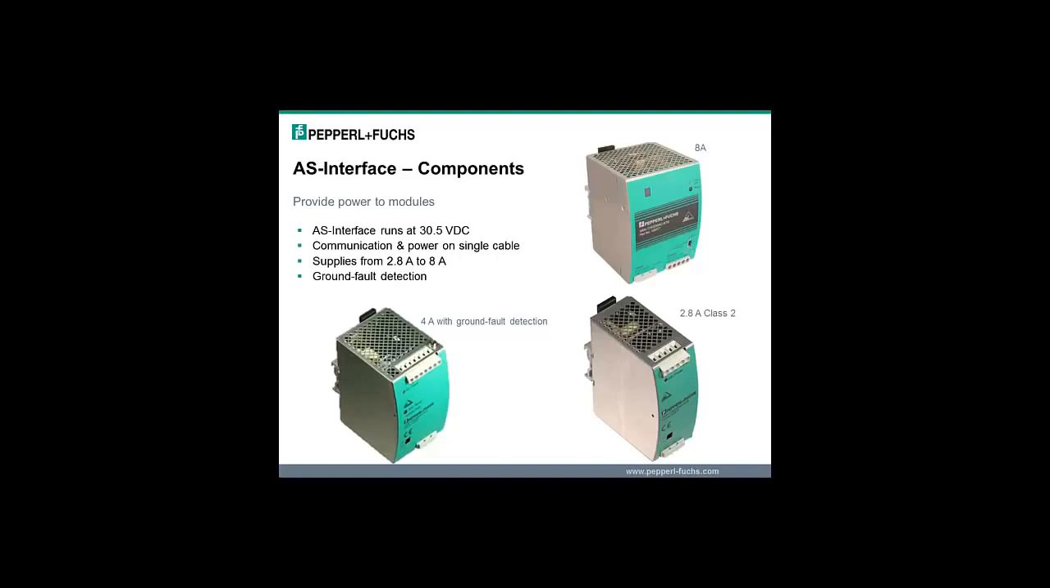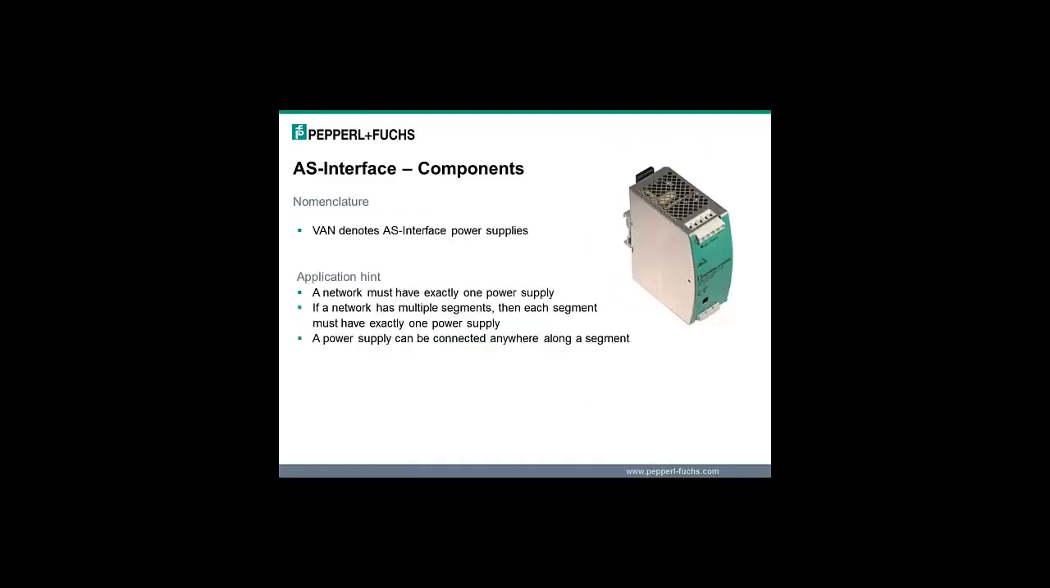We also offer AS interface power supplies that have the ability to detect ground faults. Detecting and preventing ground faults is important, as these faults significantly limit the ability of the AS interface to tolerate line noise. The model names of AS interface power supplies start with the letter combination VAN.